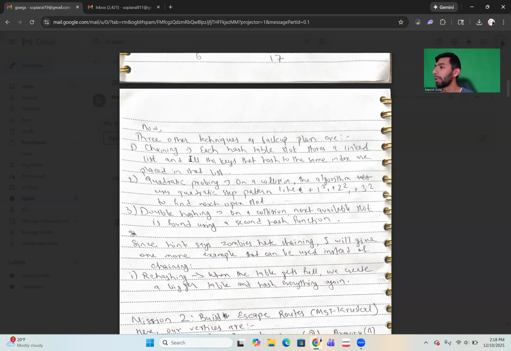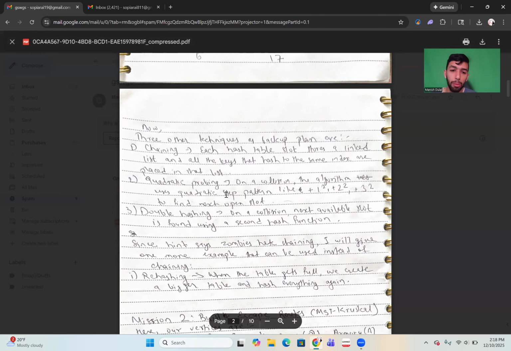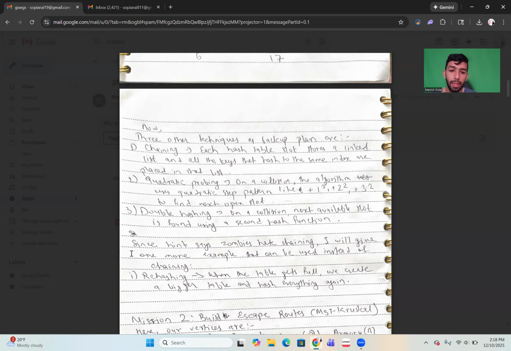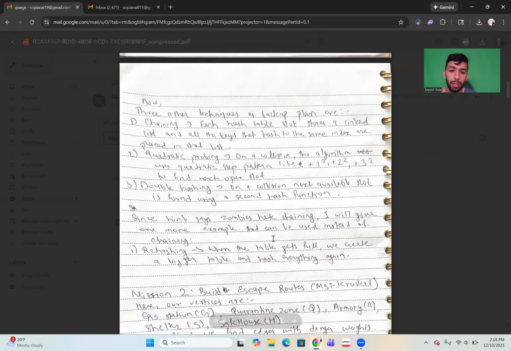For the alternate methods, the hint has said that zombies hate chaining and they trip over linked lists, but I did not see that at first either. So I just went with chaining, quadratic probing, and double hashing. But then I saw that, and I also wrote one more for rehashing. I'll go over each one of these really quickly, and then we could go on from there.